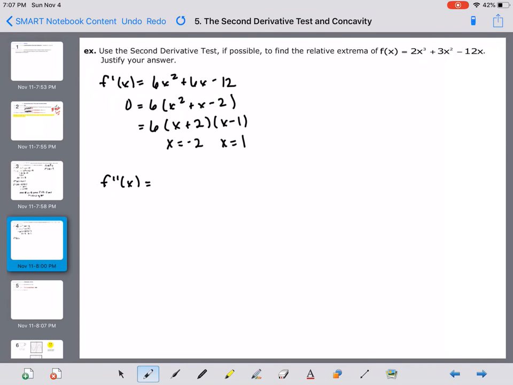My second derivative is pretty easy. We just get 12x plus 6. And then I can evaluate my critical values at that, at -2. I plug it in.